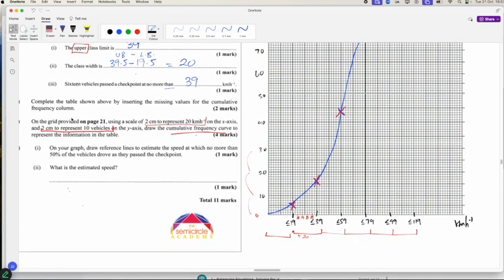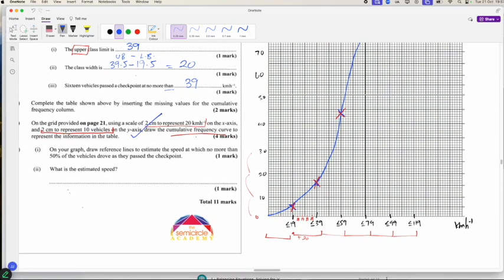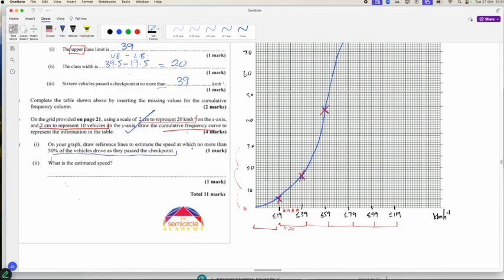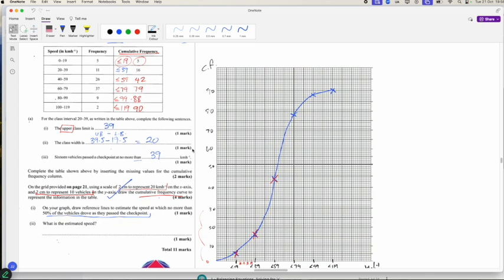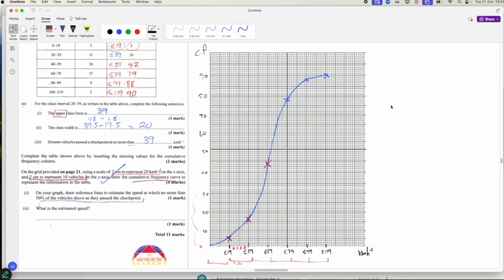So once we draw the graph, on the graph, draw reference lines to estimate the speed at which no more than 50% of the vehicles drove past the checkpoint. Well, you know what they're asking for. They're asking for Q2, because Q2 is 50%. So Q2 is 50% of the 90, which is half of the 90, 45. So I will say 45 is about here.